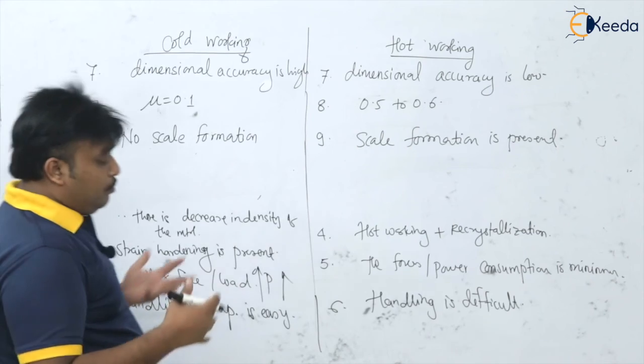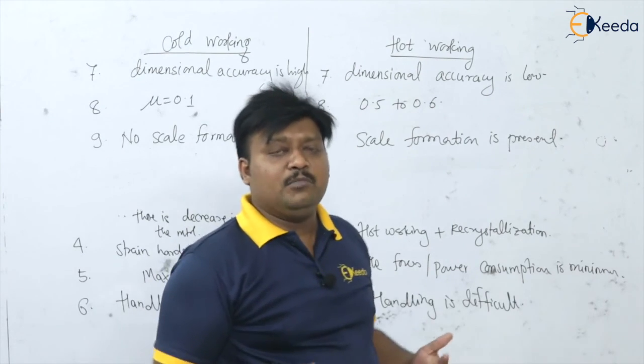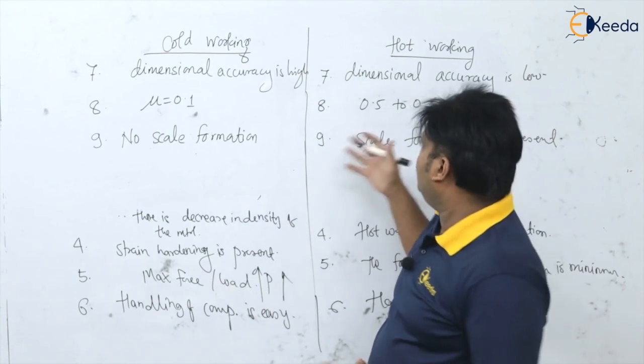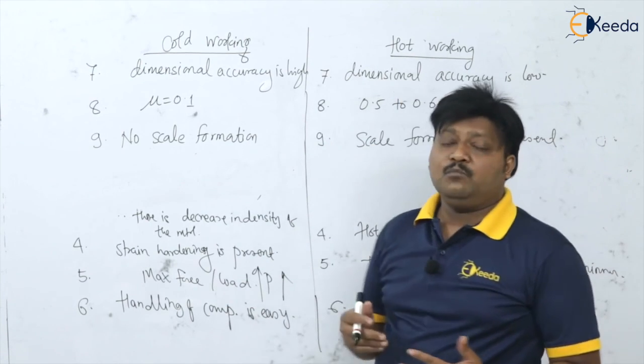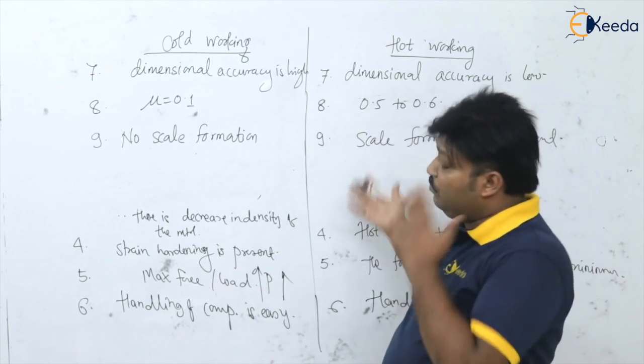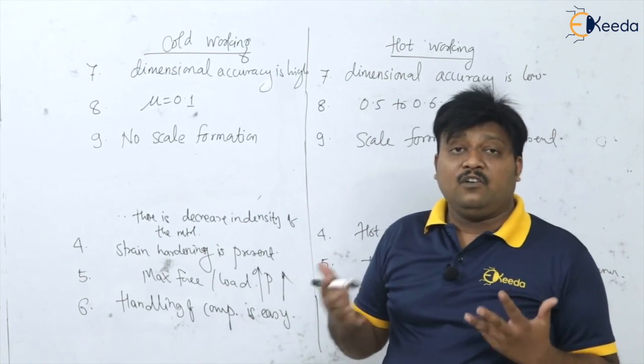If you talk about the plant, the costing of the plant for cold working is less compared to the costing of the plant for the hot work components, because here above RCT we require heating of the material, and of course the furnaces and all those things are there.